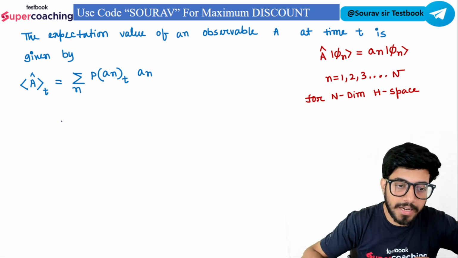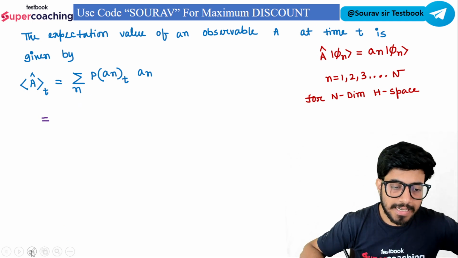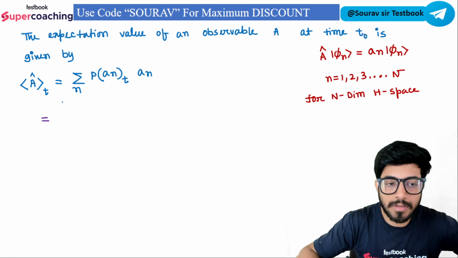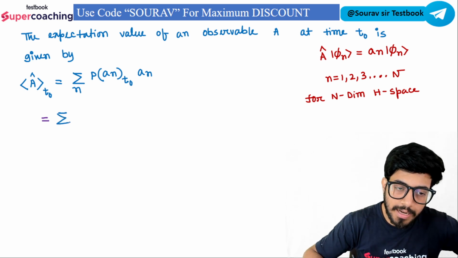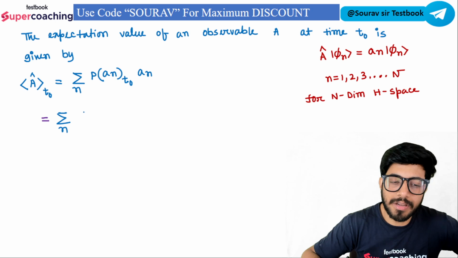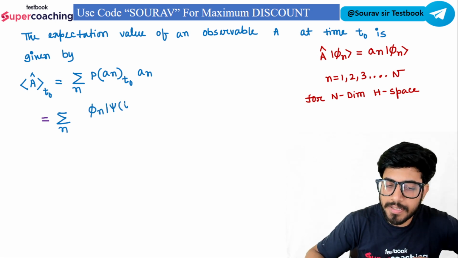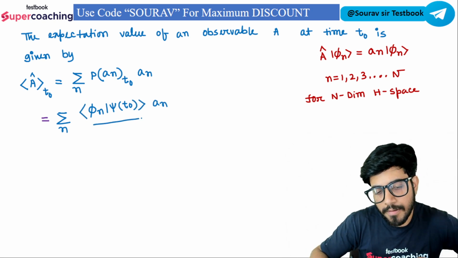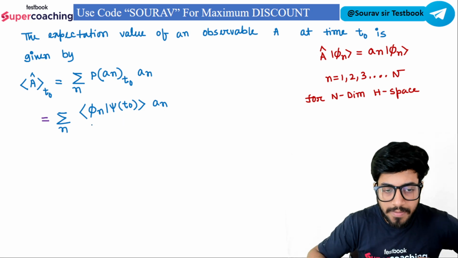So, the probability of getting the eigenvalue an can be written, at time t equal to t0 rather than t, as: at time t0, the probability of getting an at time t0 is the summation over n of the modulus of phi n psi of t0, into an, into psi of t0 psi of t0. Well, there is one more thing which is very important.